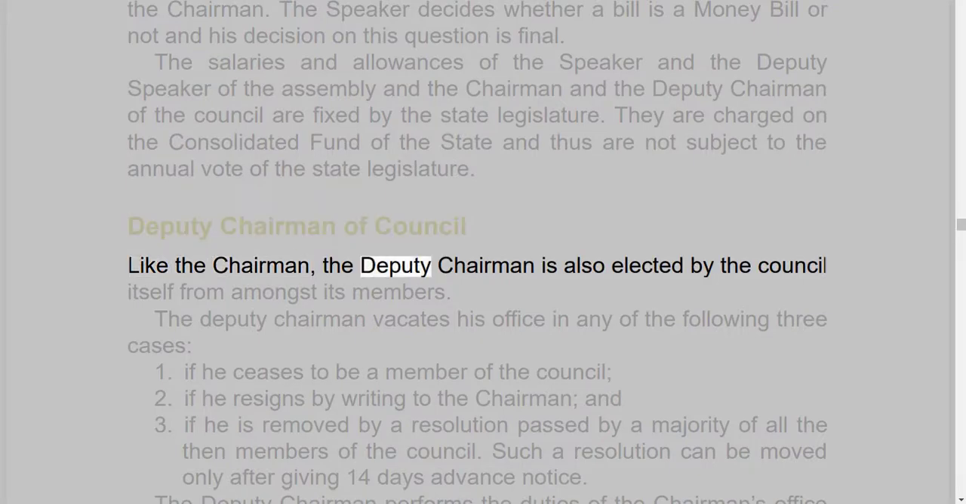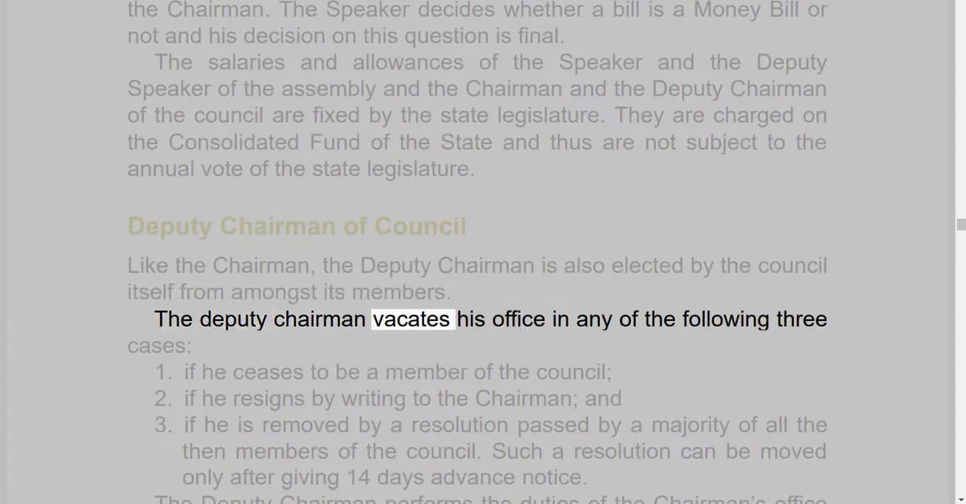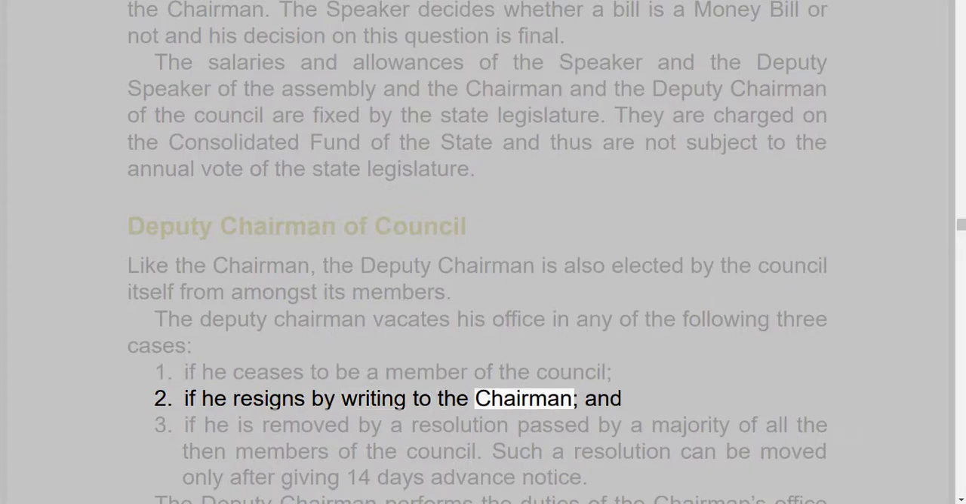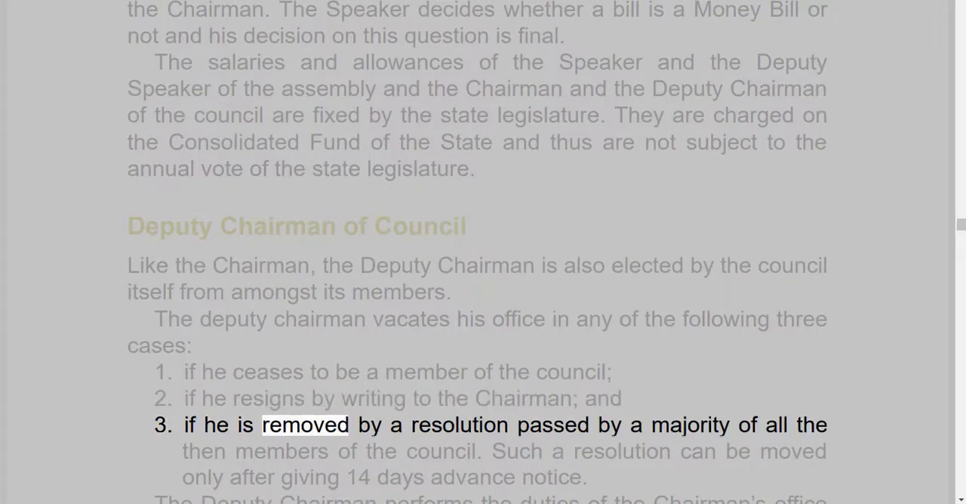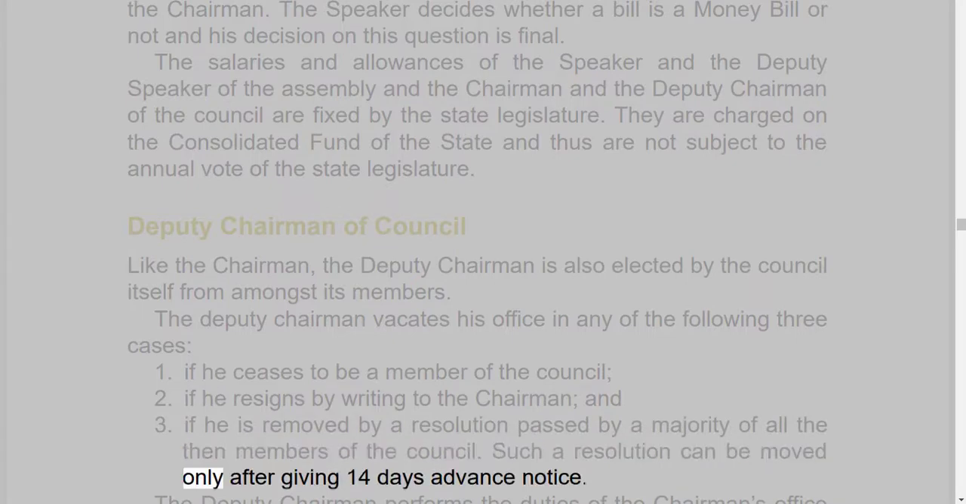Deputy Chairman of Council. Like the chairman, the deputy chairman is also elected by the council itself from amongst its members. The deputy chairman vacates his office in any of the following three cases. 1. If he ceases to be a member of the council. 2. If he resigns by writing to the chairman. And 3. If he is removed by a resolution passed by a majority of all the then members of the council. Such a resolution can be moved only after giving 14 days advance notice.